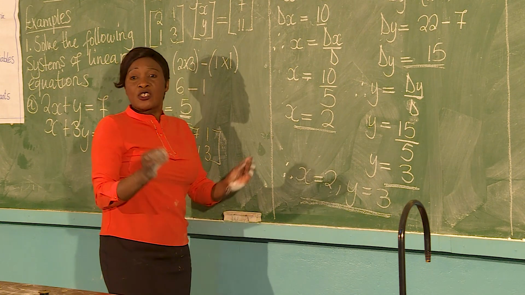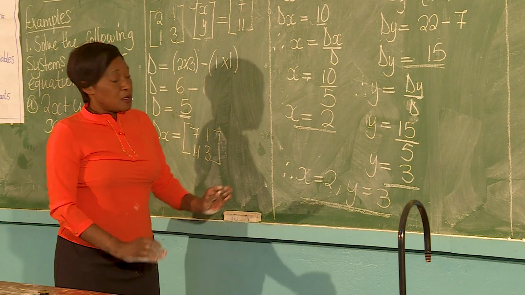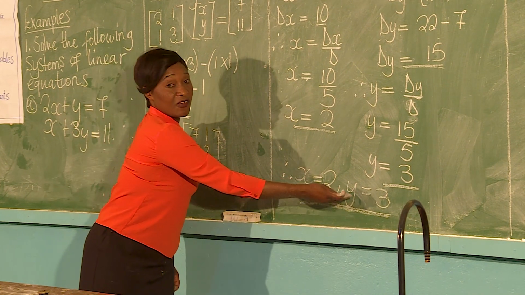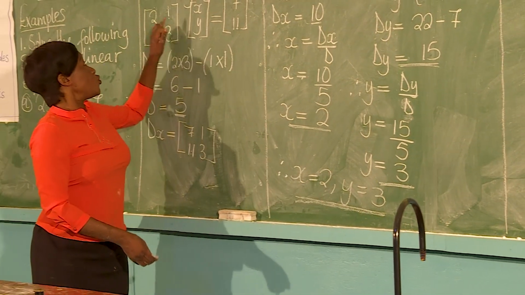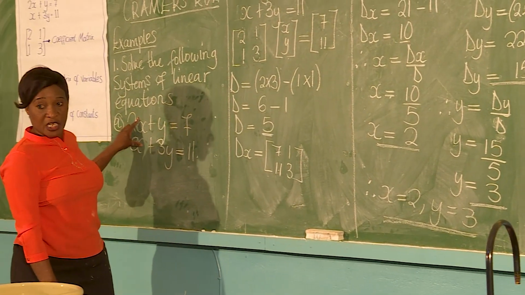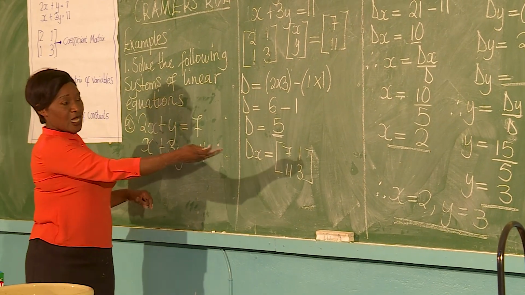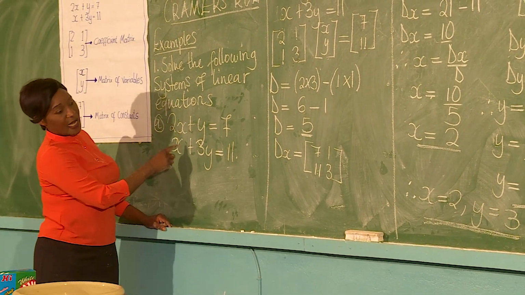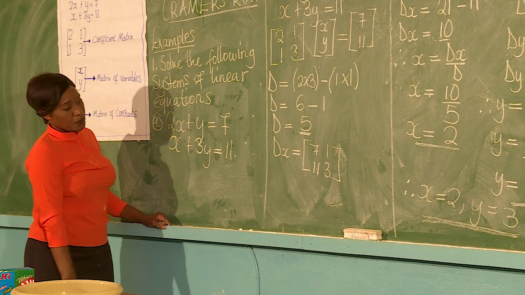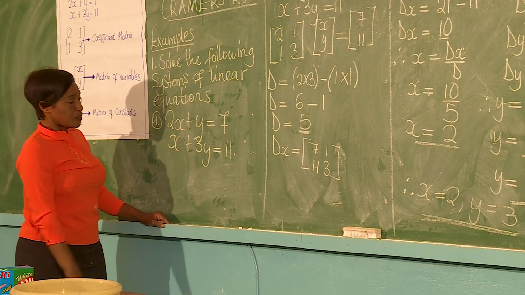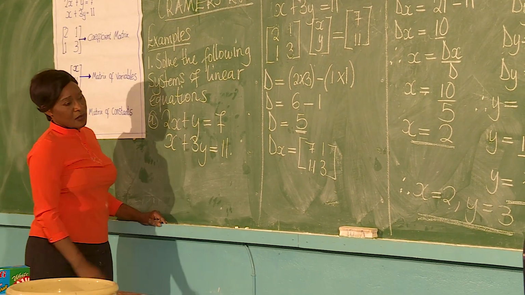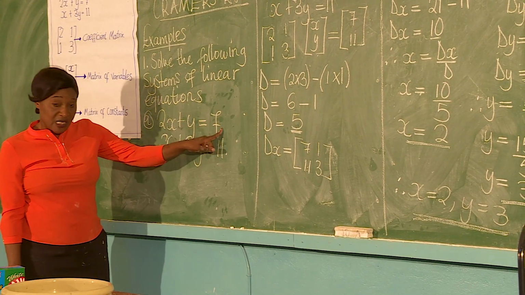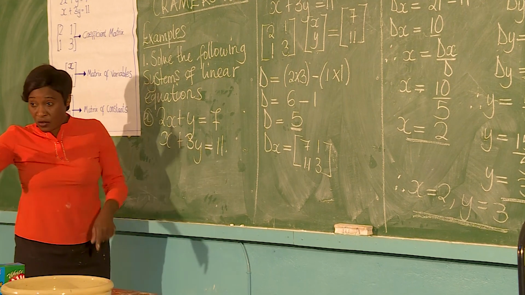Now, if you want to prove that your answers are correct, you simply get the value of x and the value of y and substitute in the main equation. What is our x there? It is 2, isn't it? So what is 2 multiplied by 2? 4. And what is our y? 3. So this is 4 plus 3. What's your answer? 7. Then it means our first equation is correct.